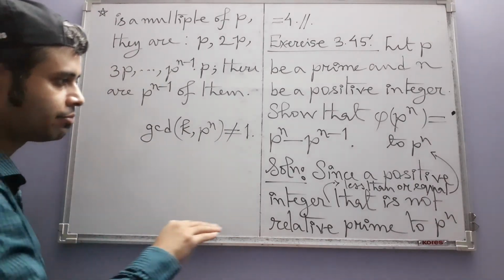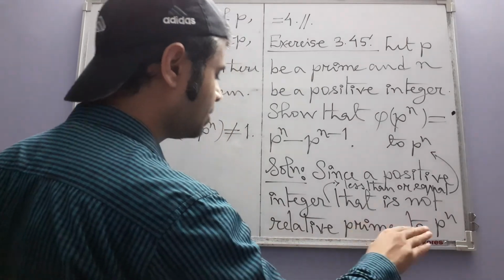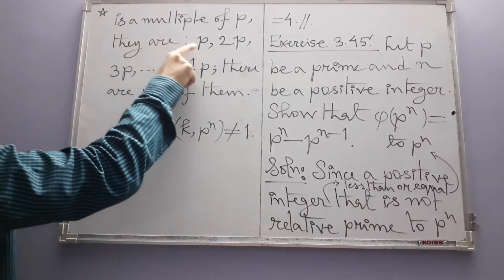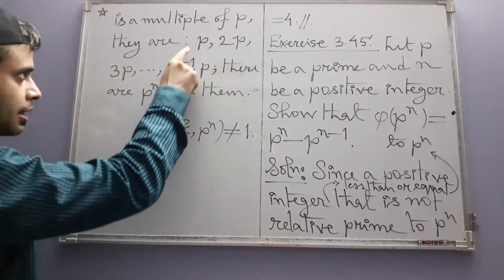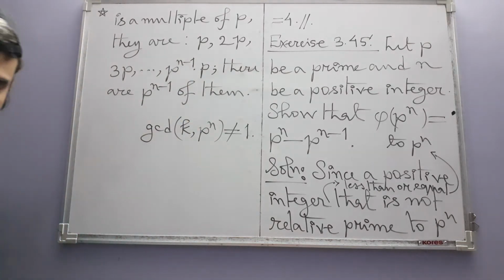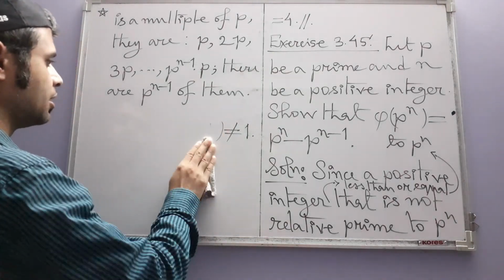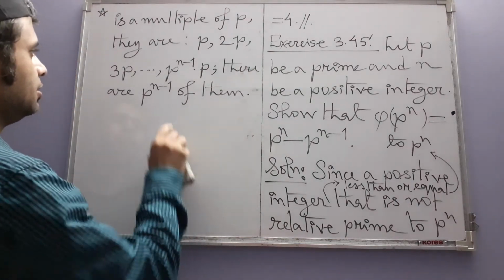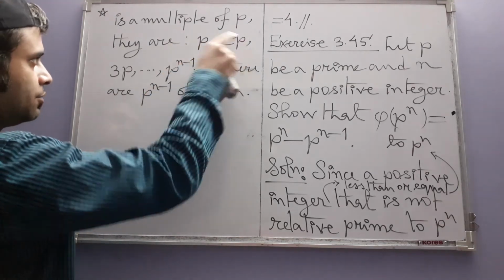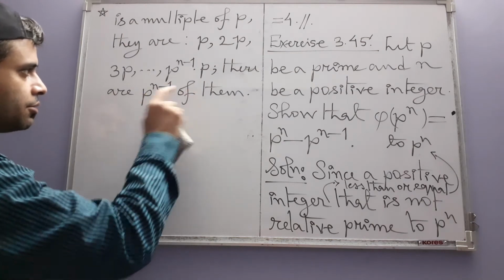So that's why we have written that those kind of integers which are not relatively prime to p to the power n must be of this form. So these are all these k's. Now their number, which is of course you can see p to the power n minus 1 times p, 2 times p, up to p to the power n minus 1 times p. Their number is p to the power n minus 1.